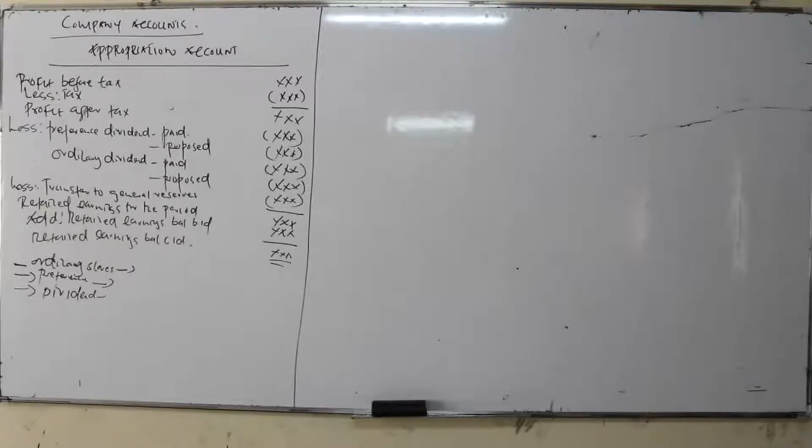So required: income statement for the year ended 30 September 2017, 12 marks, and the statement of financial position at 30 September 2017, 8 marks. Total marks 20. So it's a very important question.